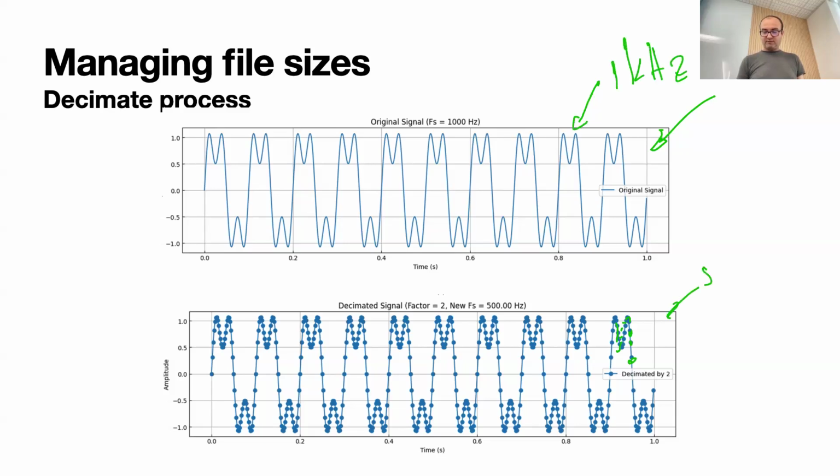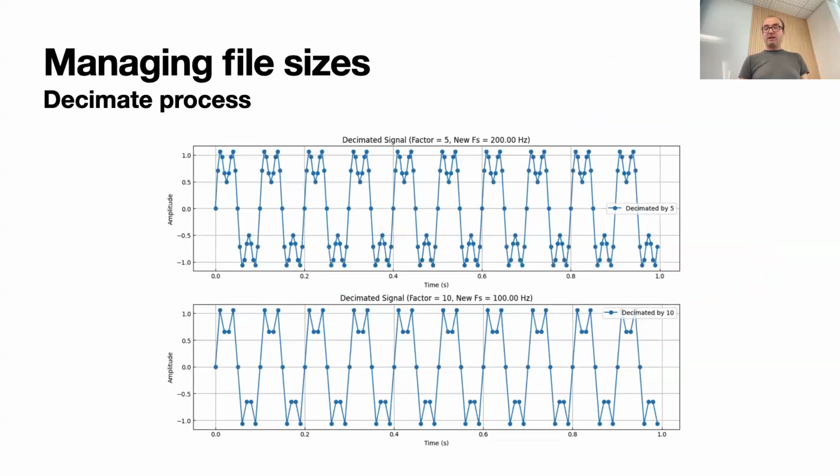This one was sampled with 500 hertz, already twice less amount of points. We can go even further because the signal is not that fast. We can downsample it to 200 hertz, to 100 hertz.